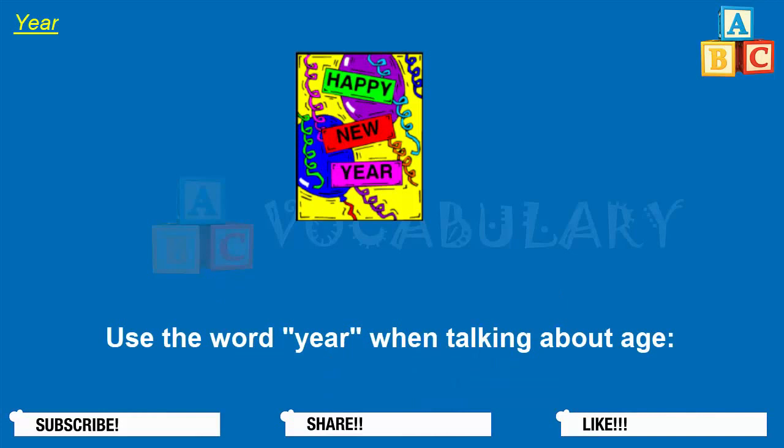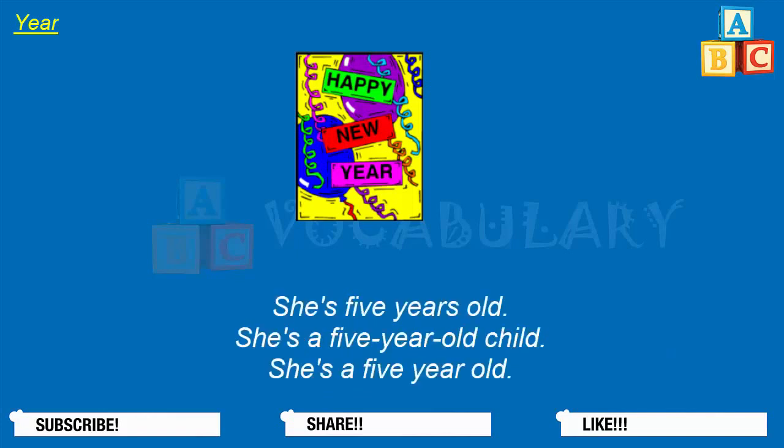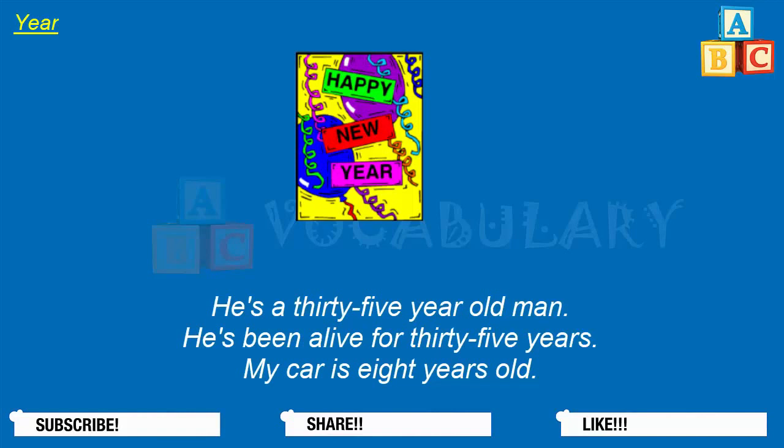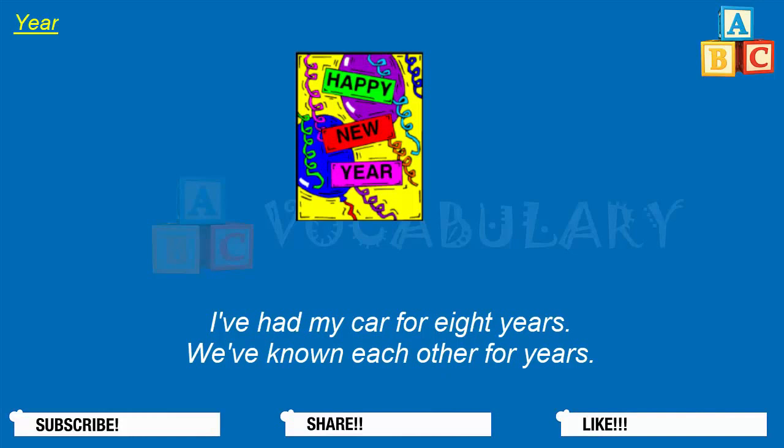Use the word year when talking about age. She's 5 years old. She's a 5-year-old child. She's a 5-year-old. He's a 35-year-old man. He's been alive for 35 years. My car is 8 years old. I've had my car for 8 years.